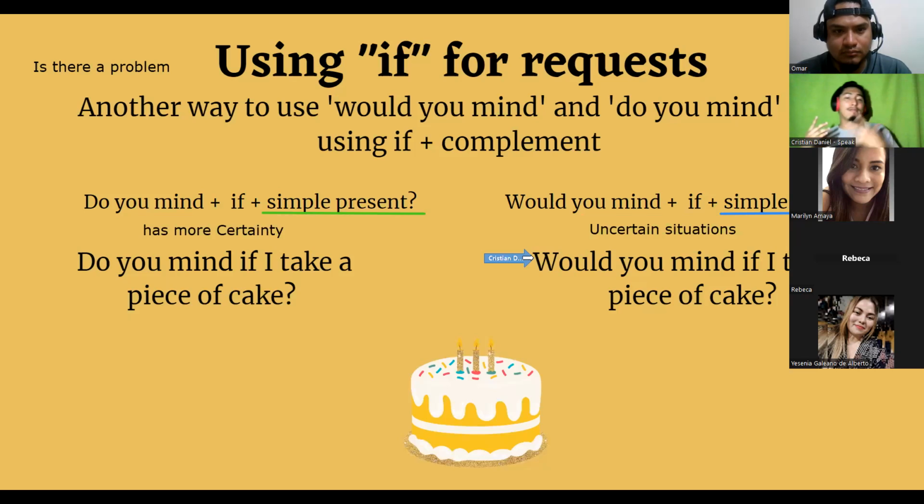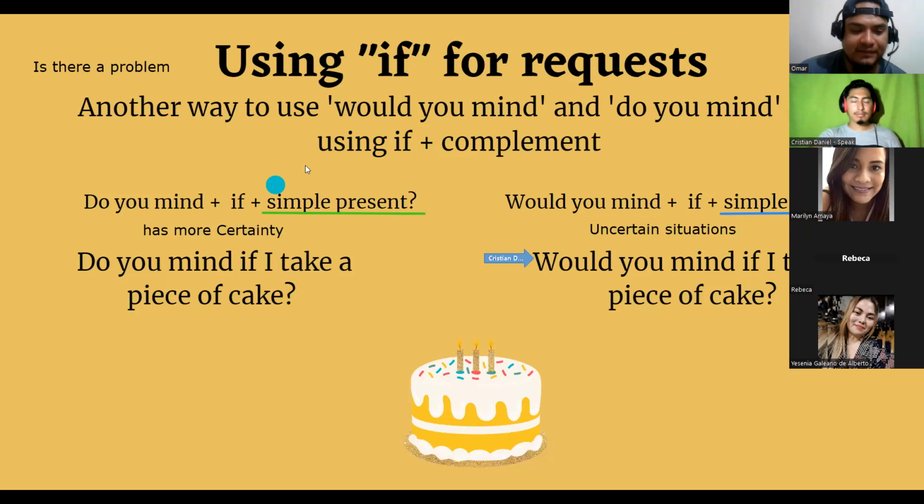So that's why if we use would you mind if I take a piece of cake, we ask that kind of question because you don't have too many possibilities, guys, or you are not sure if the situation is going to happen or not. But if we use do you mind, you have more possibilities that something is going to happen. Okay, do you have any question about this?